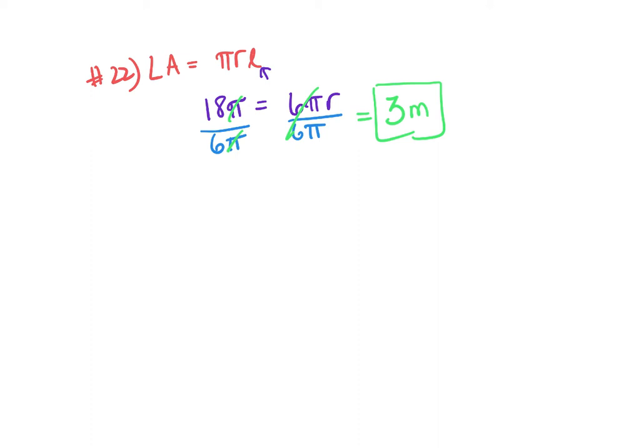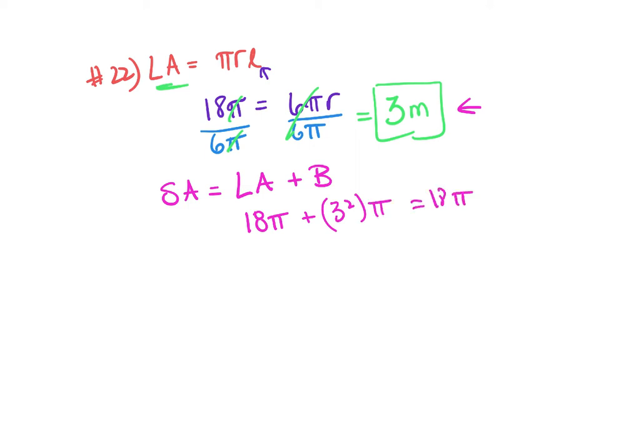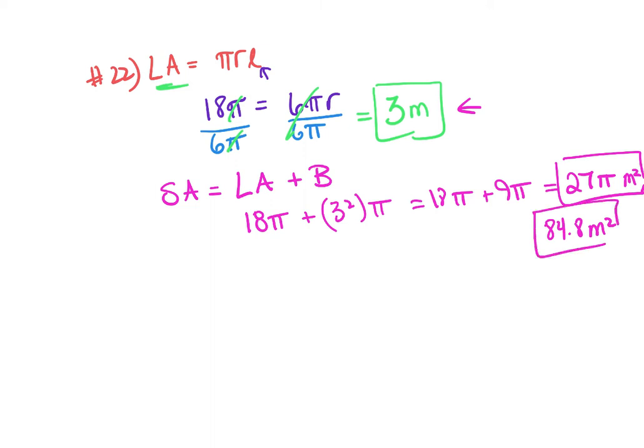And then they wanted surface area. Again, they gave me lateral area. So surface area is just going to be my lateral area plus one of my bases. If I figured out my r, then I'm going to just plug it in. My lateral area was 18 pi. The formula for a circle is pi r squared. So I'm going to square that 3 and multiply by pi. So I get 18 pi plus 9 pi gives me 27 pi meters squared. And then again, if you plug it in, if it wants decimal form, you would get 84.8 square meters.